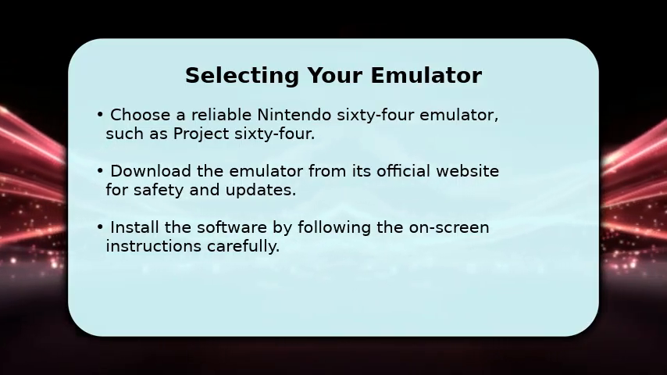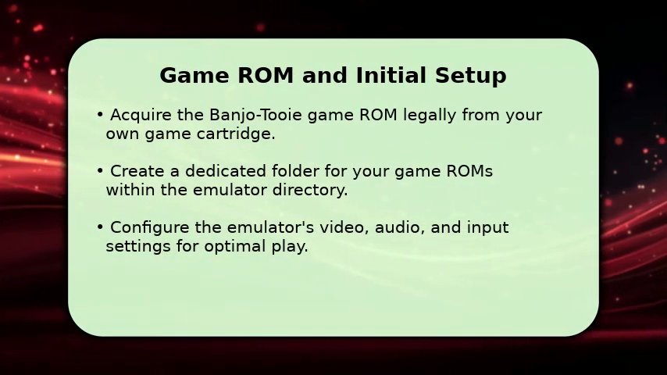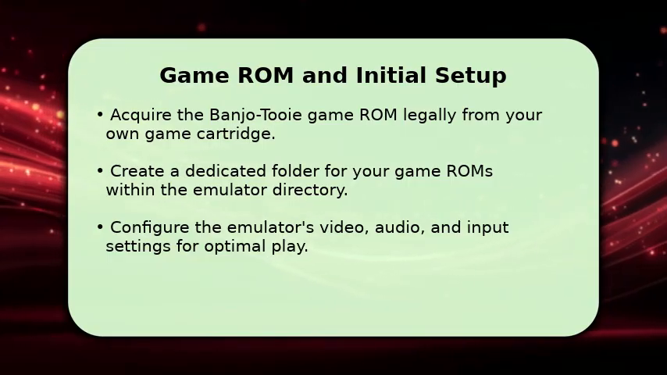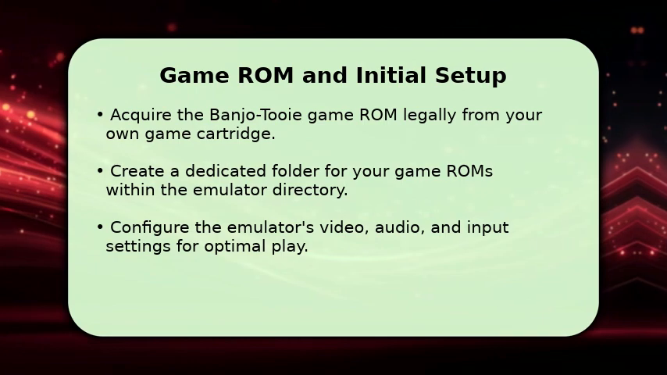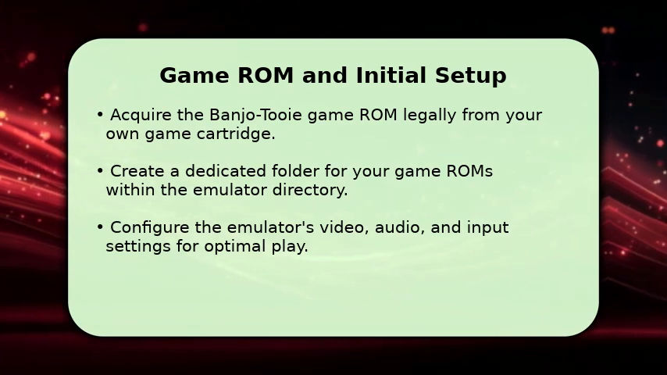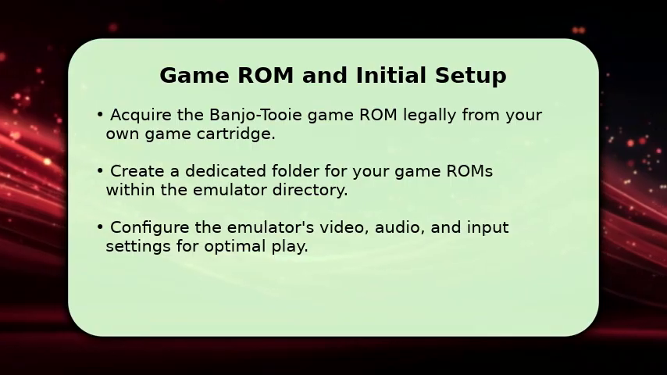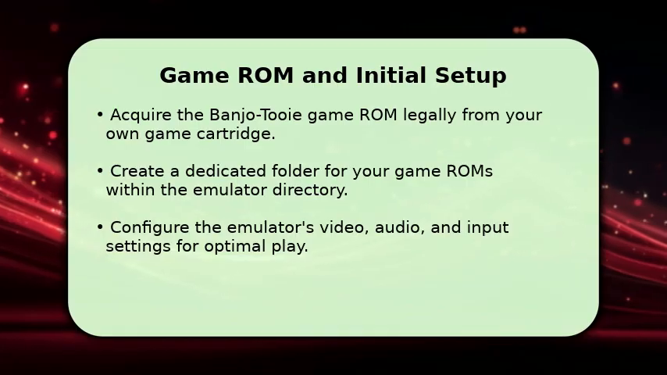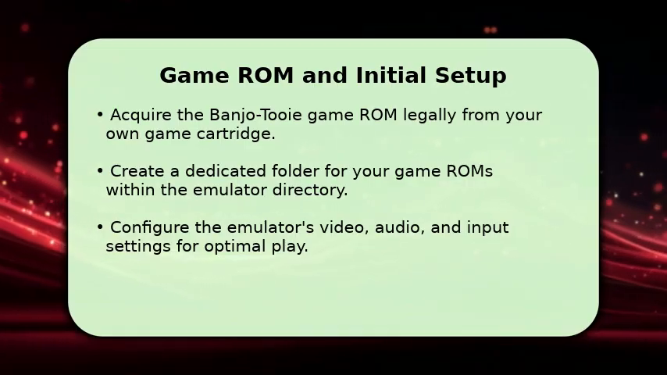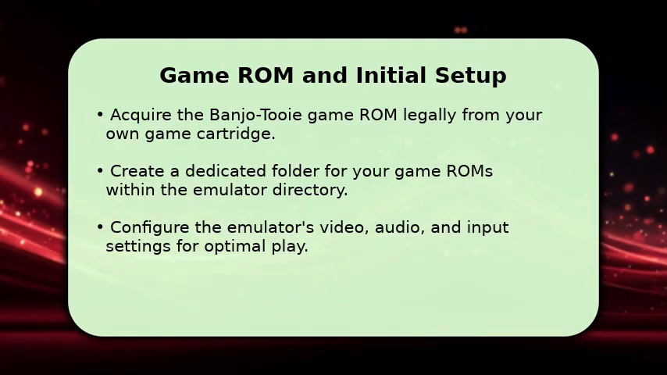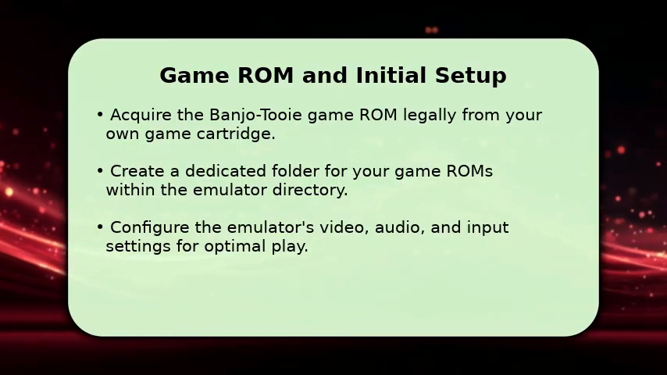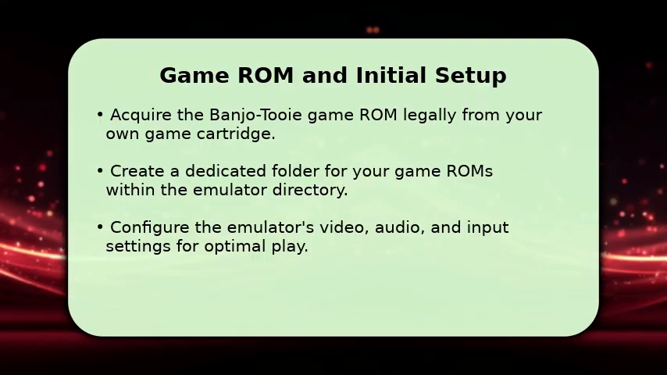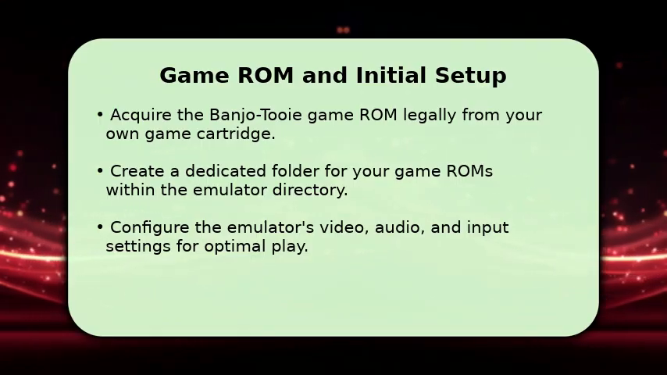Follow the straightforward on-screen prompts to complete the installation process, typically taking just a few moments to set up on your system. Next, you will need the game itself. It is important to legally obtain the Banjo Tooie game ROM, ideally from your own physical game cartridge. Once you have the ROM file, place it into a clearly labeled folder, perhaps named Games, within your emulator's installation directory. After this, open your emulator and navigate to its settings. Here, you can adjust video resolution, audio output, and other preferences to tailor your gaming experience.